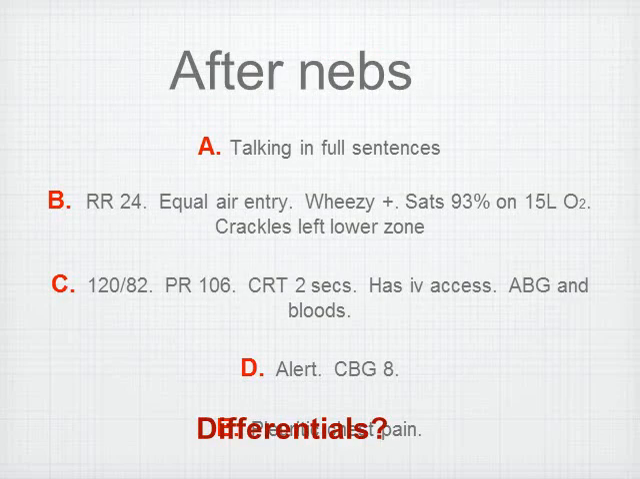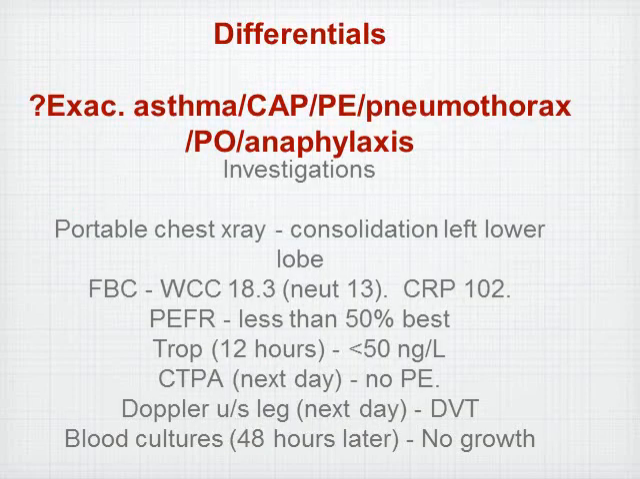Okay. And she's alert and CBG is fine. So the differentials we've already talked about: exacerbation of asthma, community-acquired pneumonia, PE, pneumothorax, or anaphylaxis. Because she has probably already had treatment initiated somewhere along the lines, possibly in A&E, you'd have to think about that too.